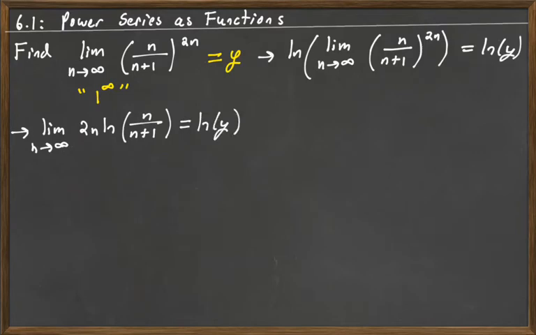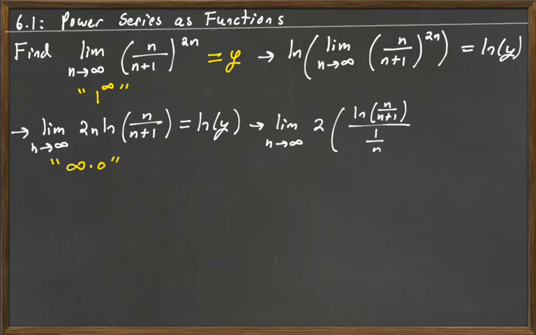Now we'll reassess what the form is. 2n is going to go to infinity as n goes to infinity, and the natural log of n over n plus 1 is going to go to the natural log of 1, which is 0. So that's not quite a form for L'Hopital's rule yet, but we can employ a trick we've used previously involving infinity times 0. We're going to rewrite this as the limit as n goes to infinity of 2 times the natural log of n over n plus 1, all over 1 over n, and that's equal to the natural log of y.